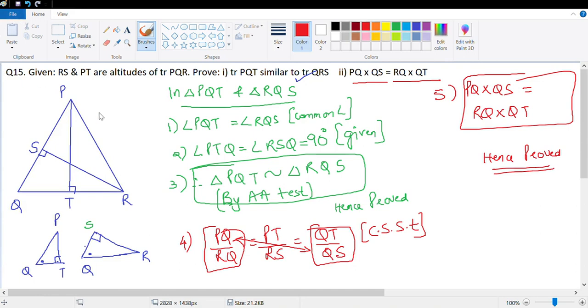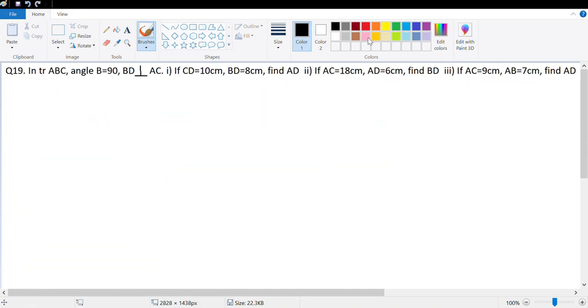The next homework question was question number 19. Question number 19 says, in triangle ABC, angle B is equal to 90 degree. We need to find certain values which are not given. Okay, let's just draw a rough diagram. So this is triangle ABC, angle B is equal to 90 degree. BD is perpendicular to AC.